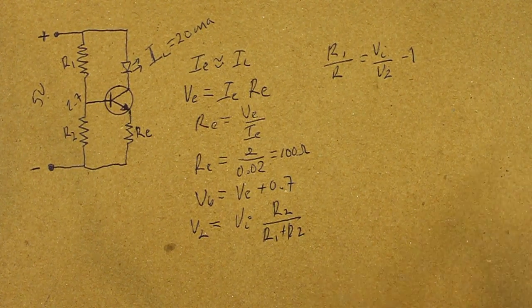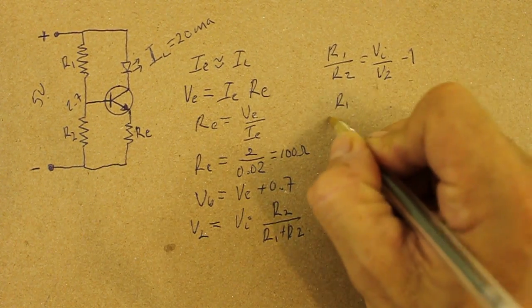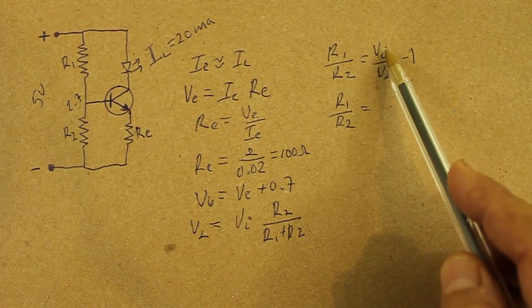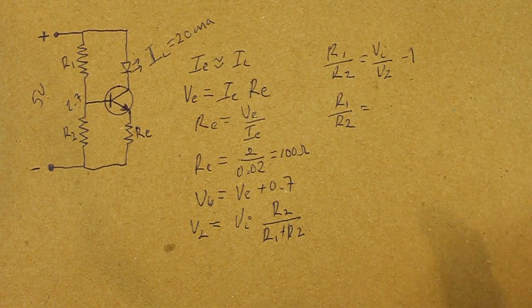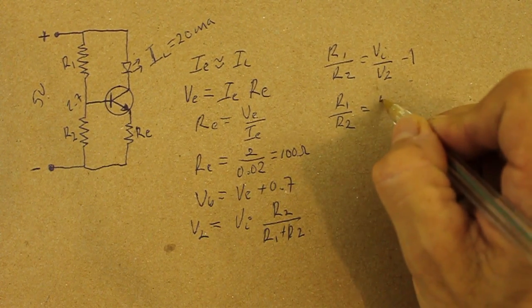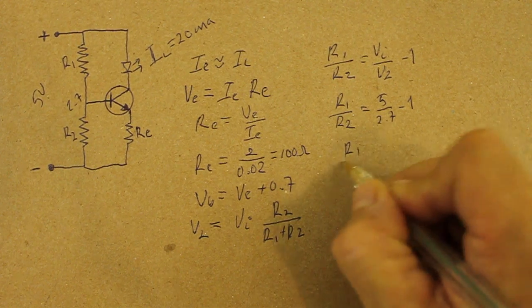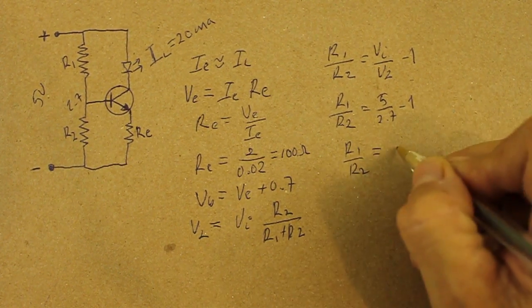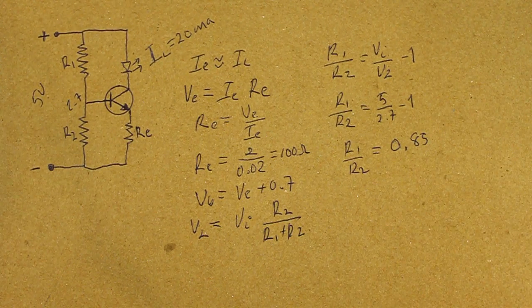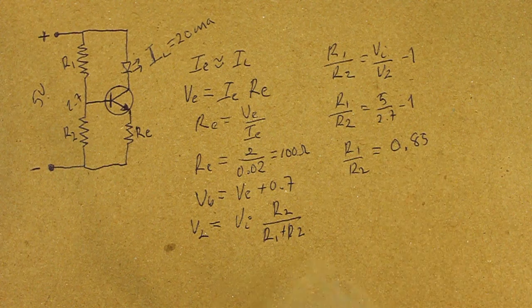So, this is R2. The ratio of R1 to R2 is equal to, we have 5 volts at the input and 2.7 at the base of the transistor. And this will give a value of 0.85.